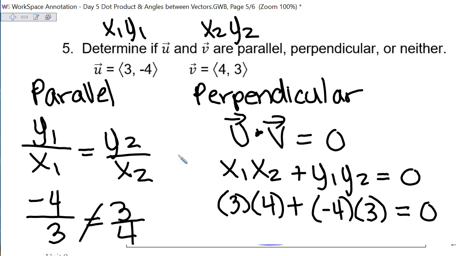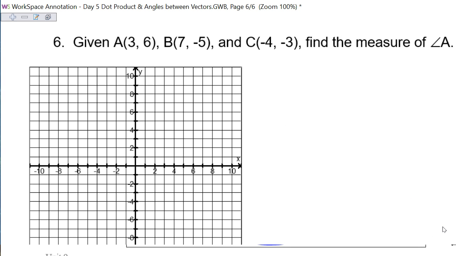3 times 4 is 12, and -4 times 3, -12. Do those two numbers add to 0? Yes. So that means our answer would be perpendicular. You can write out the word perpendicular, or you can just put the symbol. Now, if it were not parallel and if it were not perpendicular, then your answer would be neither. We don't have a formula for neither. But if it's not parallel and it's not perpendicular, then it has to be neither.